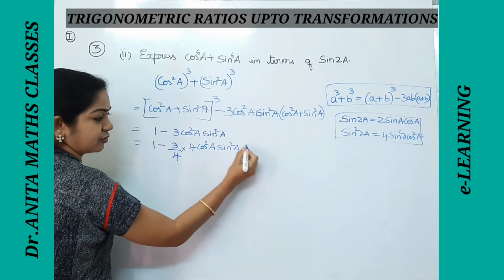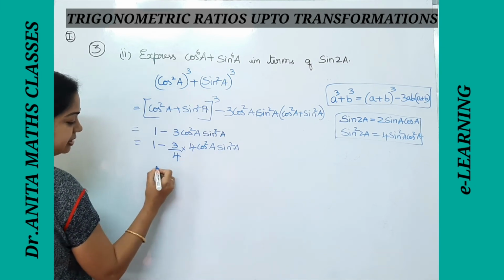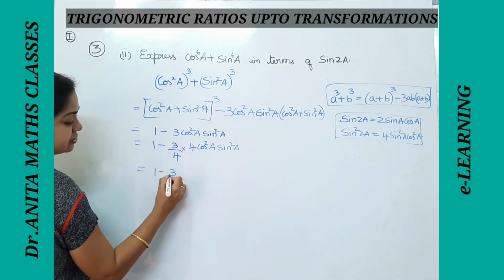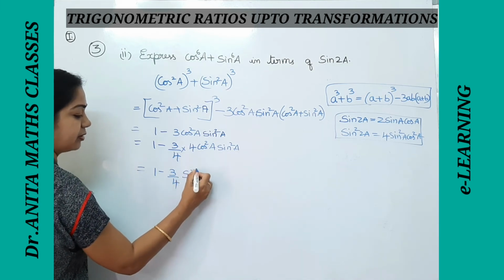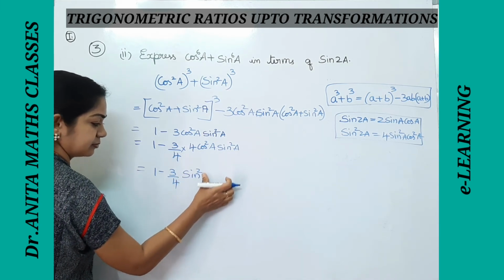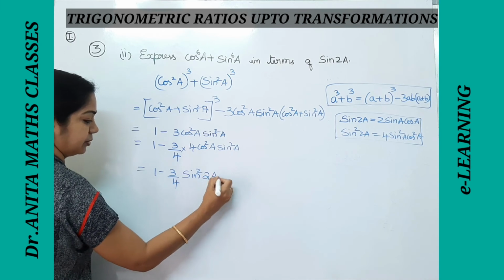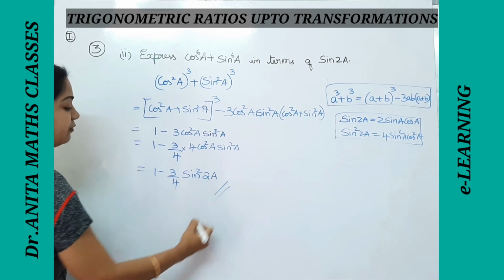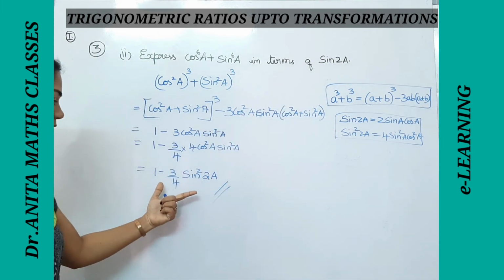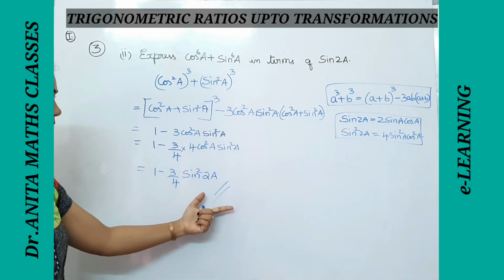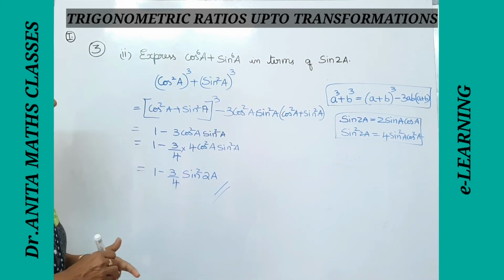The same thing, 4 cos square a sin square a, here it is 1 minus 3 by 4 sin square 2a. So this is in the form of 2a. In terms of 2a, we have brought it. Okay, no need of doing the LCM also, just keep it as it is. Okay, pause the video and note it down.